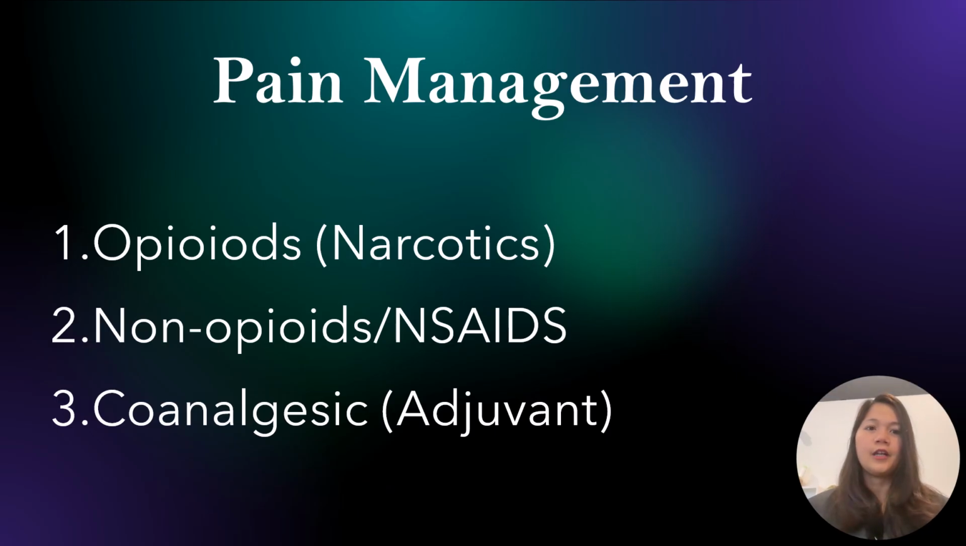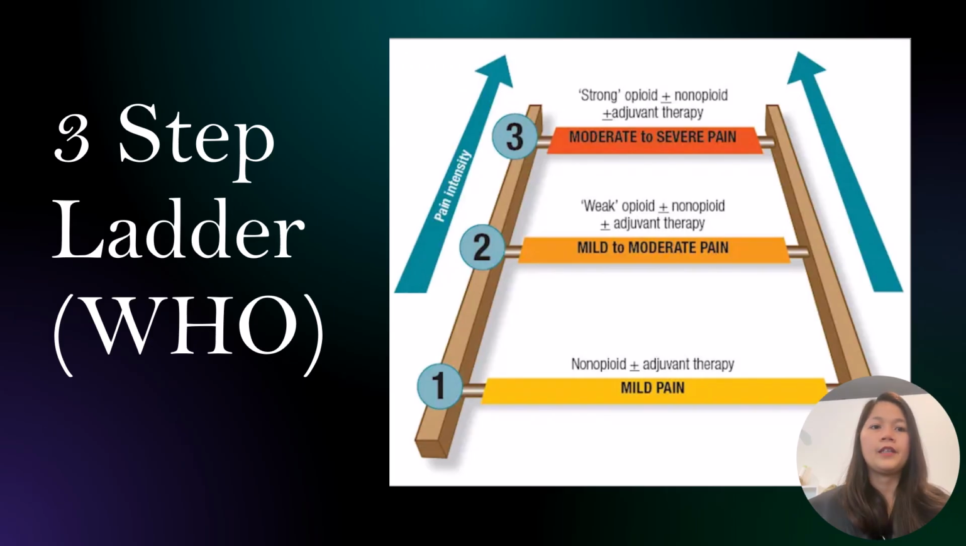So after pain assessment, we have pain management. So we have opioids, narcotics. These are CNS depressants, such as morphine, fentanyl, oxycodone. And then we have non-opioids or NSAIDs. These are ibuprofen, acetaminophen, and celecoxib. And then we have co-analgesic, the adjuvant. These are Benadryl, diazepam.